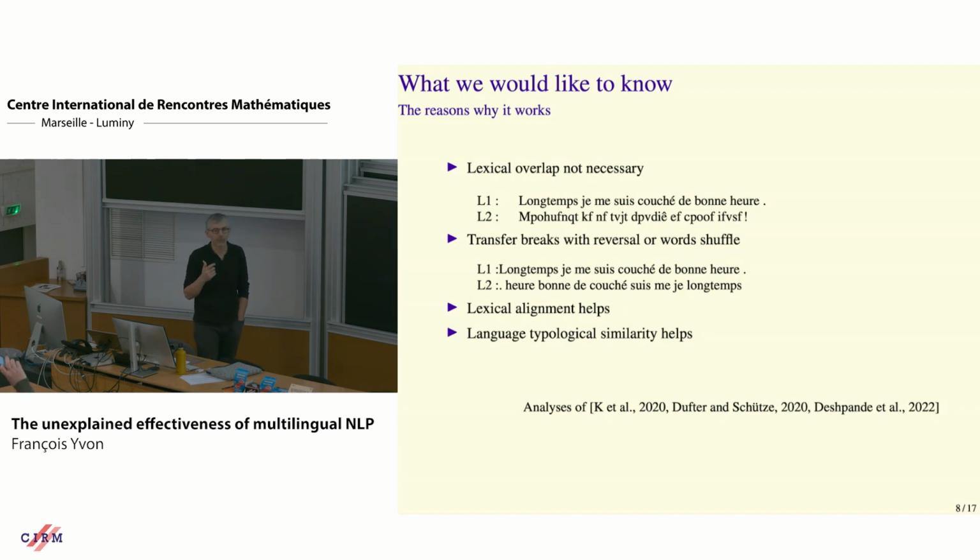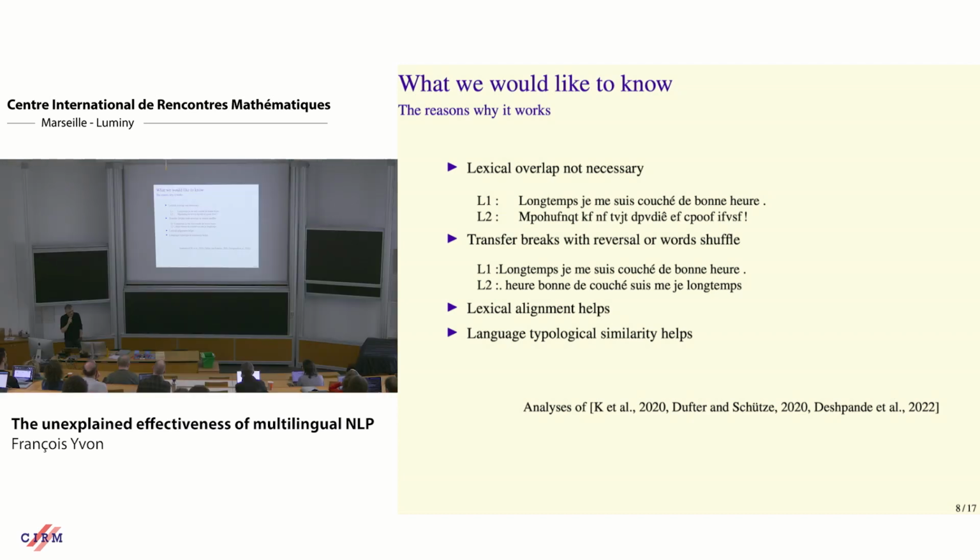It turns out that there are some languages that are very close but don't use the same script. Take Hindi and Urdu, for instance. They are very close. One uses the Arabic script and one uses the Hindi script. And in an unsupervised way, you would find out that these languages are really close, even though they have no unit in common. So lexical overlap is not necessary.